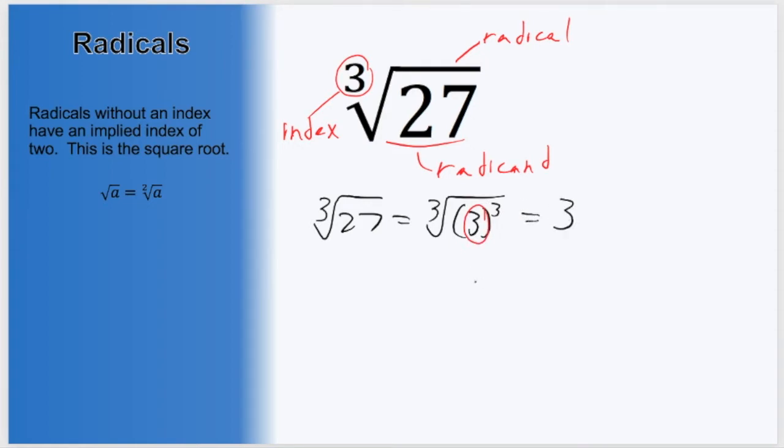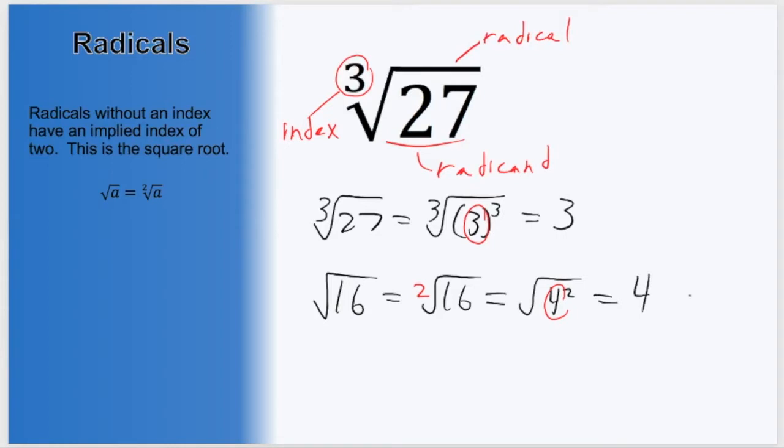Let's consider some more examples. When we have a radical such as this one that doesn't have an index written out in front of it, there's an implied index of 2, and we call this the square root. And this is asking us what number squared will give us 16. It's at this point we must realize that 16 is just 4 squared, so our answer here is just 4. The square root of 16 is 4.